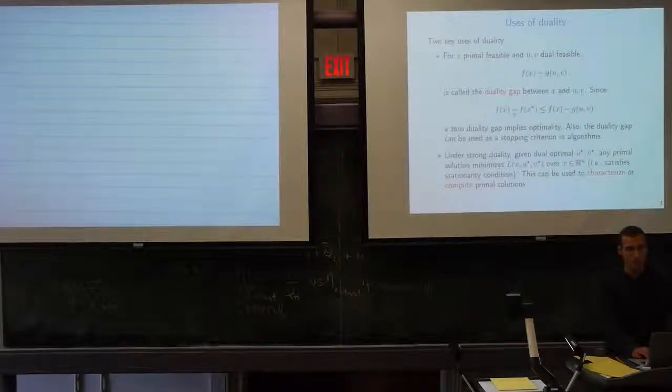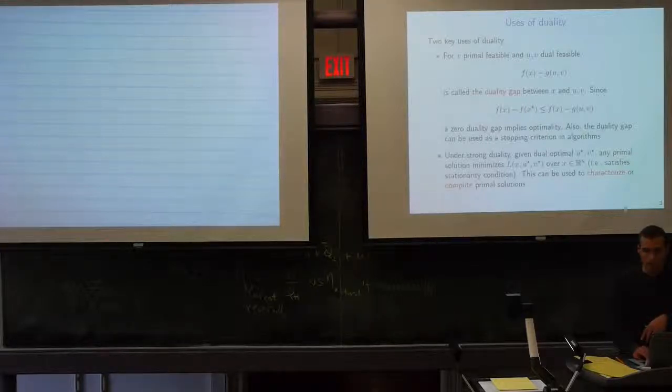So that means that if we're at a point where we have x and u, v that give zero duality gap, it implies primal optimality. It implies that x is a solution, so it's equal to x star for some solution x star. And it's the same with the dual points. They're also optimal. So that's one thing that we know from the duality gap.